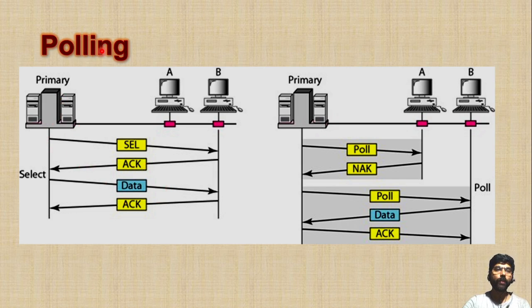To perform the polling, this primary station uses two functions. It is the following two functions. One is called the select function and the second one is called the polling function. First we will learn the meaning of the select function.